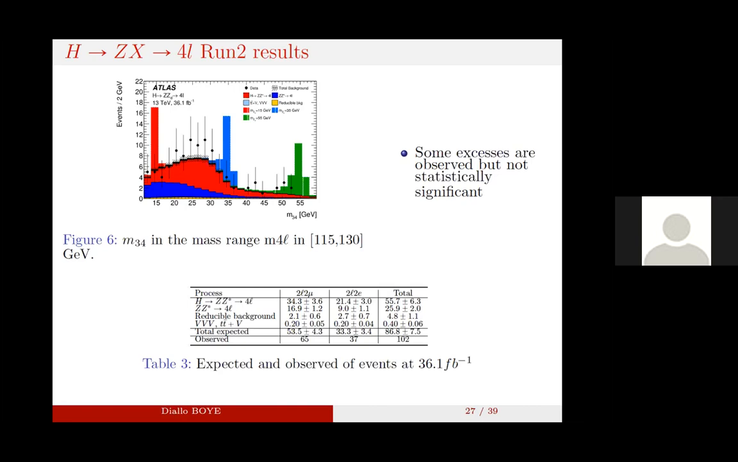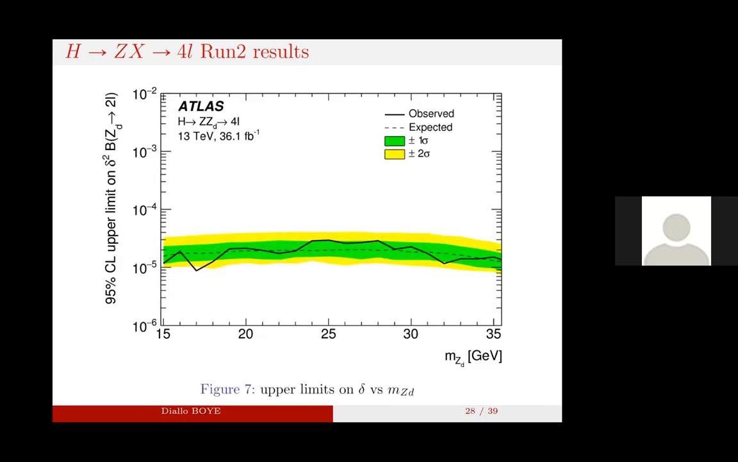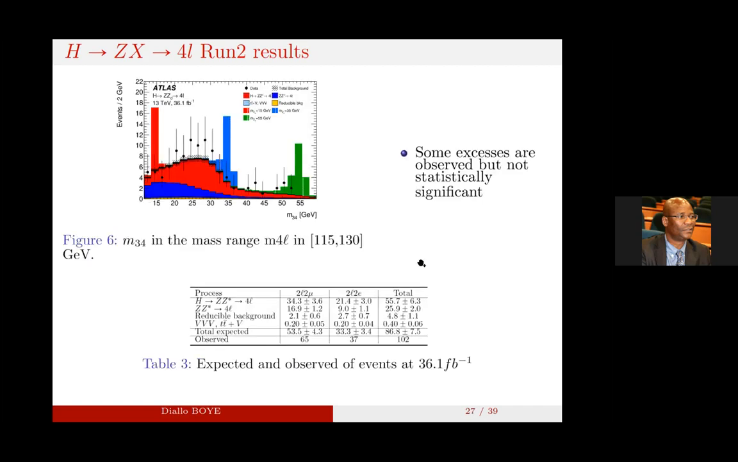If you could go back, please, to the slide where you showed the limit on your observable, either the first scenario, second scenario, or here. What can I learn from this plot? Okay, so Diallo, what is the limit here? Go back to the M34 of the ZX. This is the one, M34, right? Yeah, this is M34.